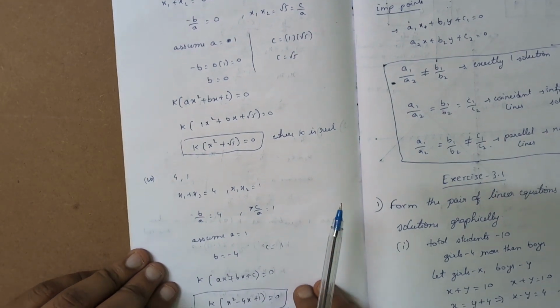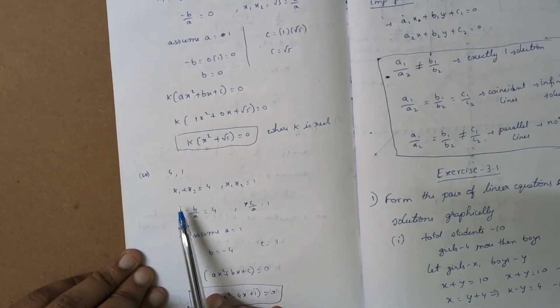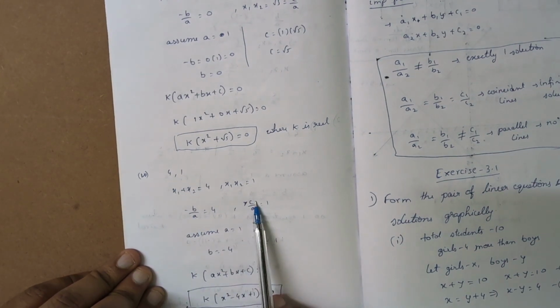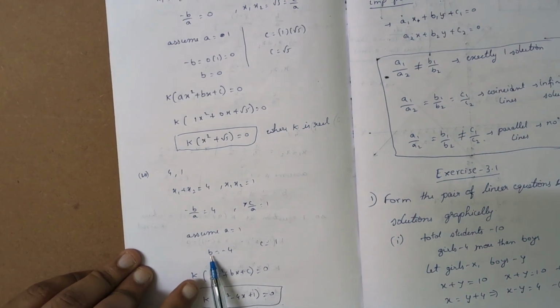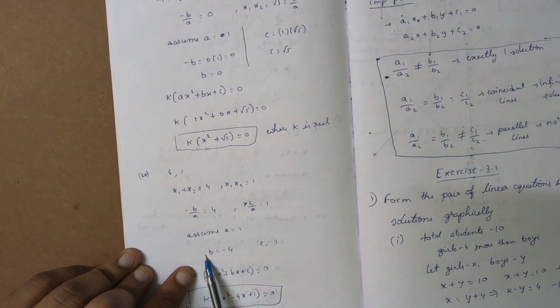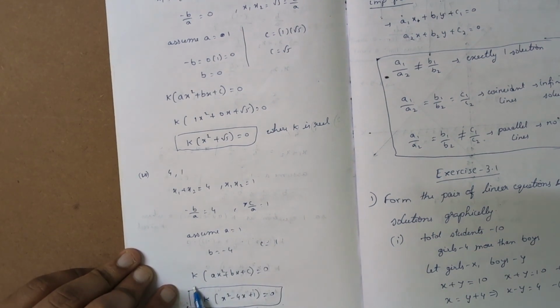Let's go to the last question, that is 4 and 1. So here also x1 plus x2 equal to 4, x1 x2 equal to 1, minus b by a equal to 4, c by a equal to 1. Assuming a as 1, we get b equal to a into 4, that is 4 into 1 equal to 4, and the minus sign will go to this side, so b equal to minus 4 and c equal to 1. Replacing the a, b and c values here, a is 1 so x square, b is minus 4 so minus 4x, and c is 1. So this is the quadratic equation.